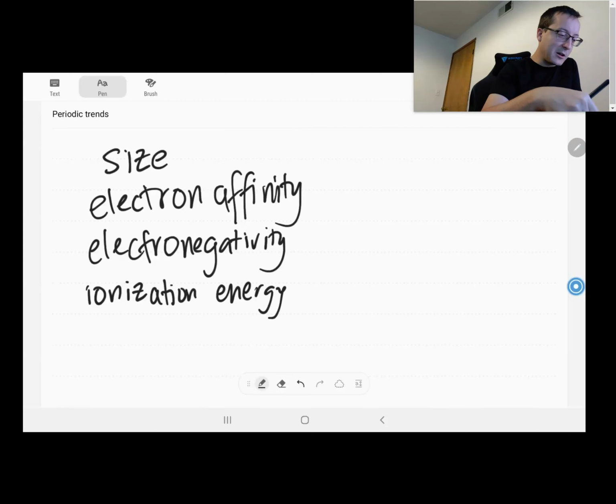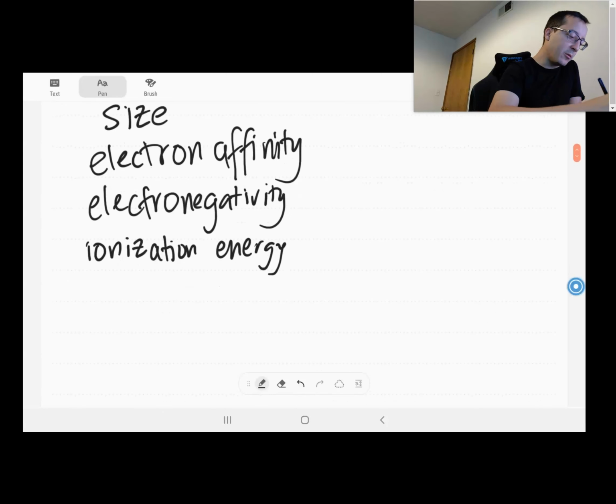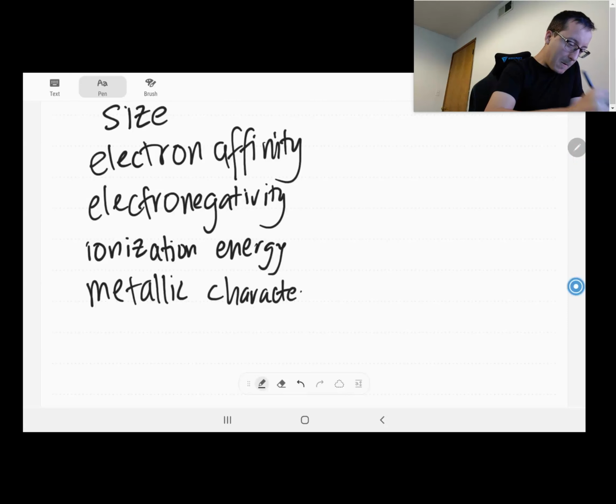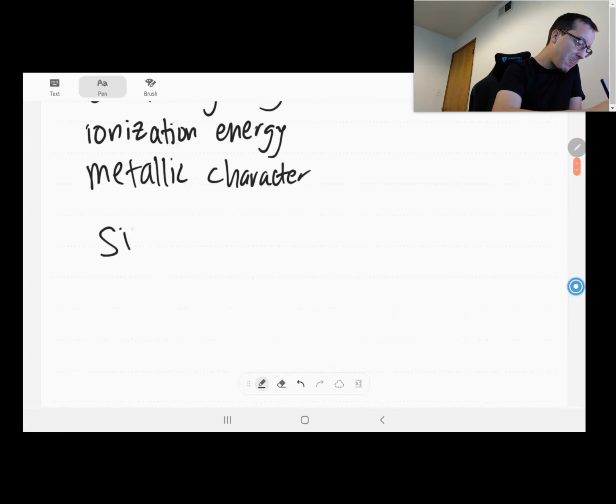So at least hopefully the first one should be familiar to you. You probably know what size means because you've been through kindergarten. So size, how big something is, right? So we have another one. We're going to be talking about metallic character. Okay, cool. Size. Who can define size for me?